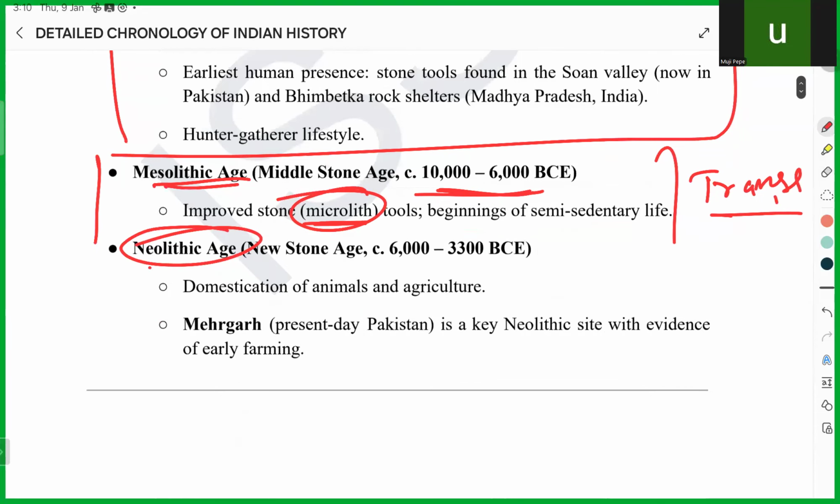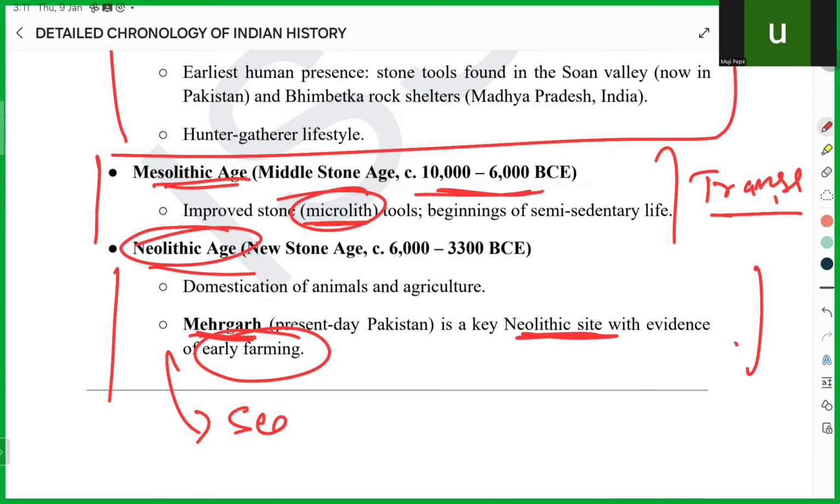And then came the Neolithic age, and it is also known as the age of agriculture. And Mehergarh, as we have read, it is a key Neolithic site where early farming tools and crops are found. So when the Neolithic age happened, people started to live a sedentary life. They started to be at one place for very, very long periods. Their kids, their grandkids, all started to live at one place.